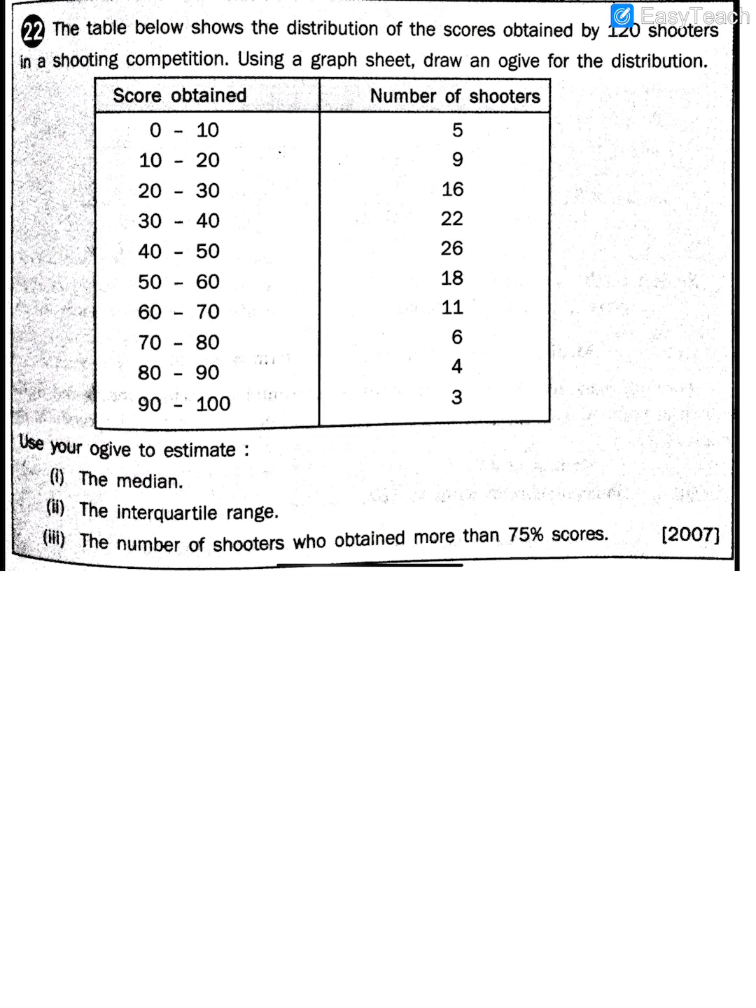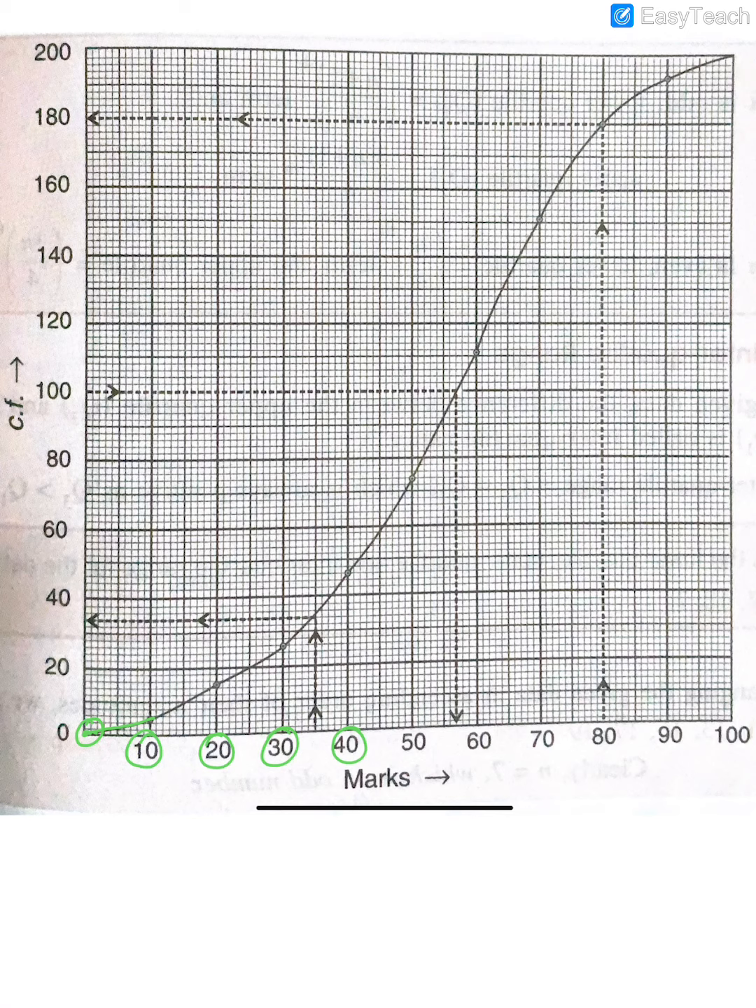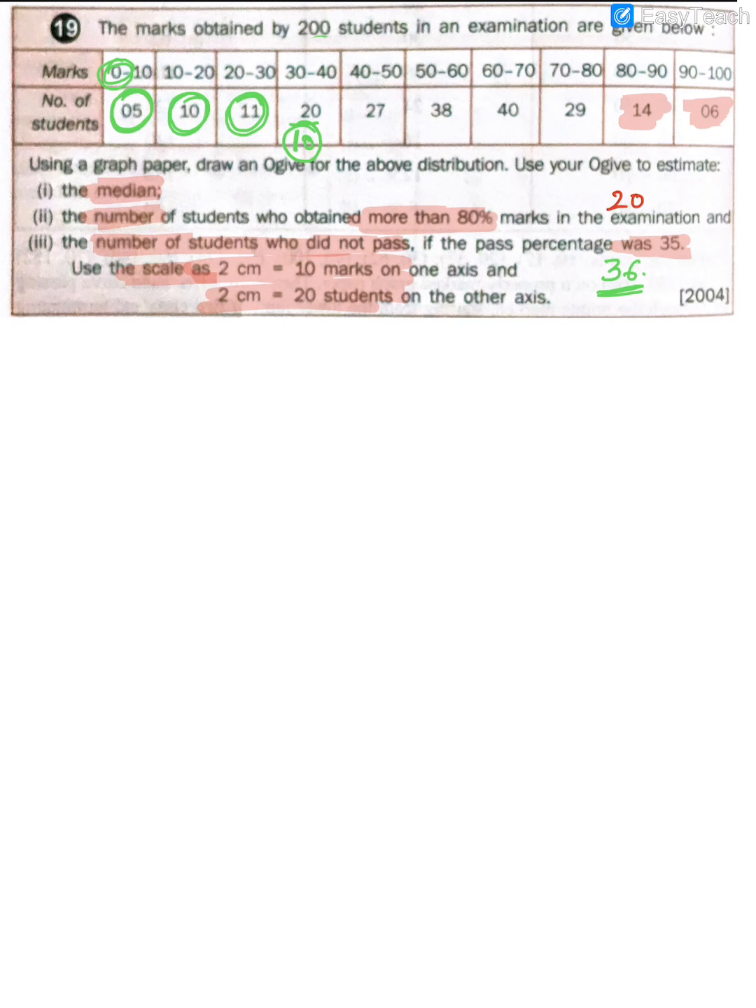Now the next one, the 22nd one. So the table below shows that, okay, one sec guys, I think I'll just give you the answers for this also. One sec, I'll just check and tell you. So the median out here, when you solve, it should come to how much? 57.